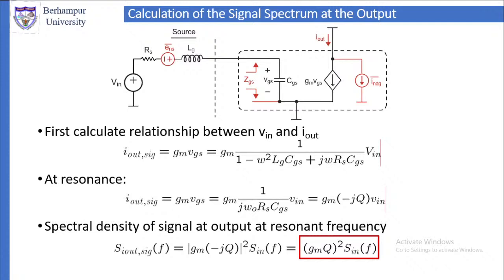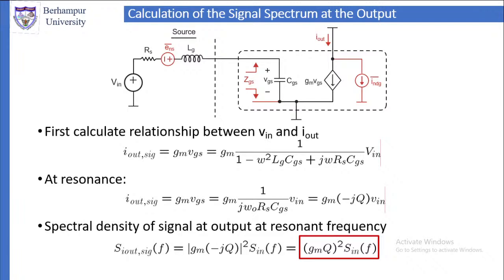Now let us calculate the signal spectrum at the output of the amplifier. Same circuit with the equivalent circuit. Now we are taking the same circuit. First we will calculate the relationship between V in and I output, the input voltage and the output current. Find out the relationship between these two. So I output for the signal is equal to GM into Vs.